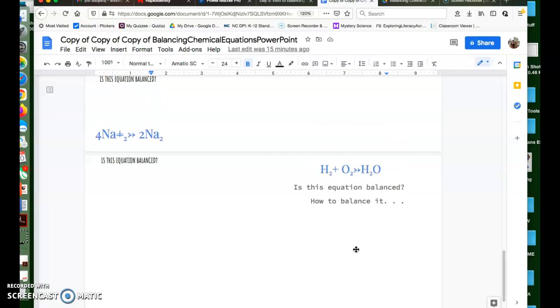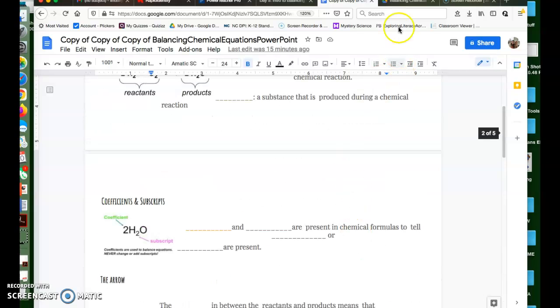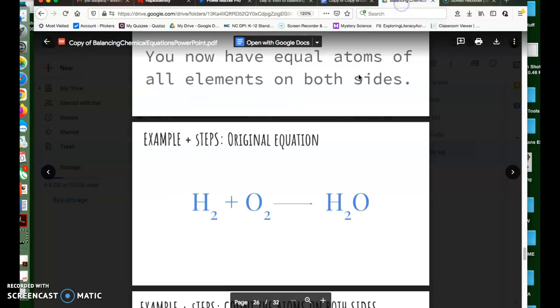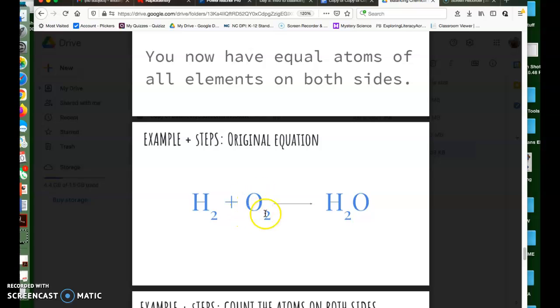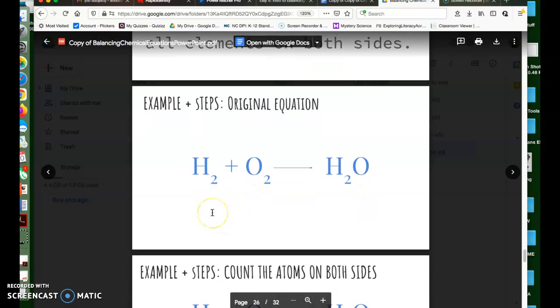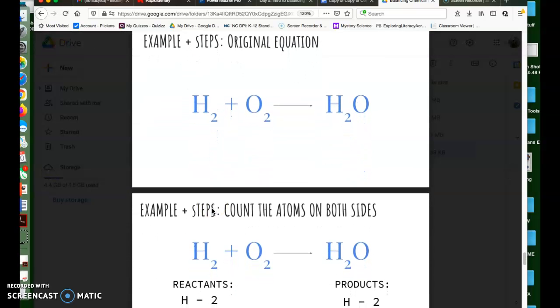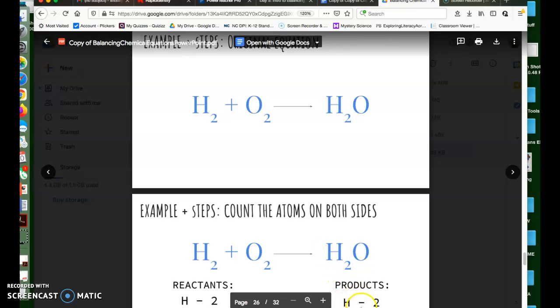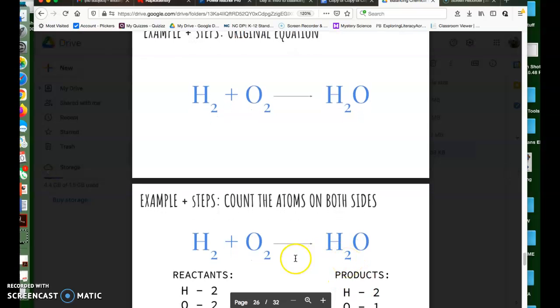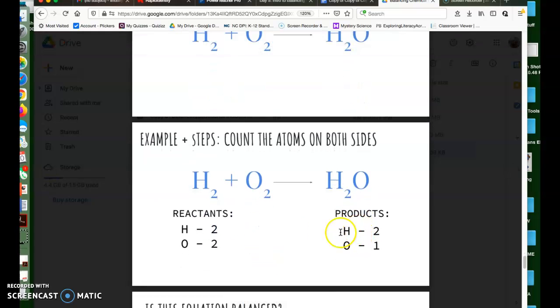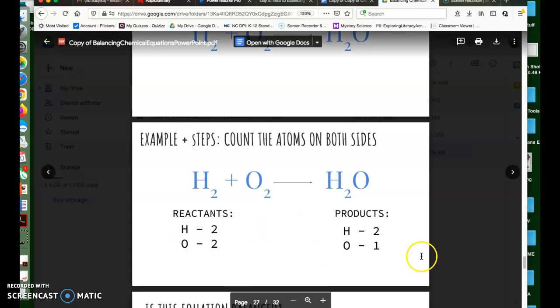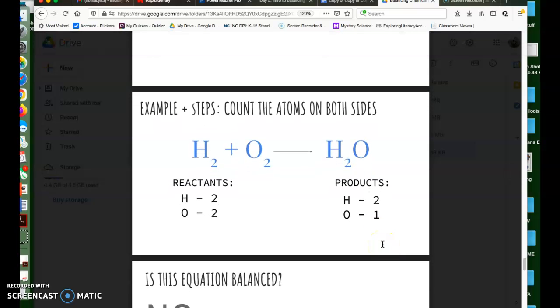So we're going to do this one, and this should be the last one in your notes. Okay, so we've got H2 or hydrogen gas, plus oxygen gas O2 yields H2O. So let's count. We've got 2 hydrogen on the left side and 2 hydrogen on the right side. And I've got 2 oxygen on the left side, but only 1 oxygen on the right side. So is this balanced? Do all these numbers equal one another? No, we've lost an oxygen atom. So that means that this is not a balanced equation.